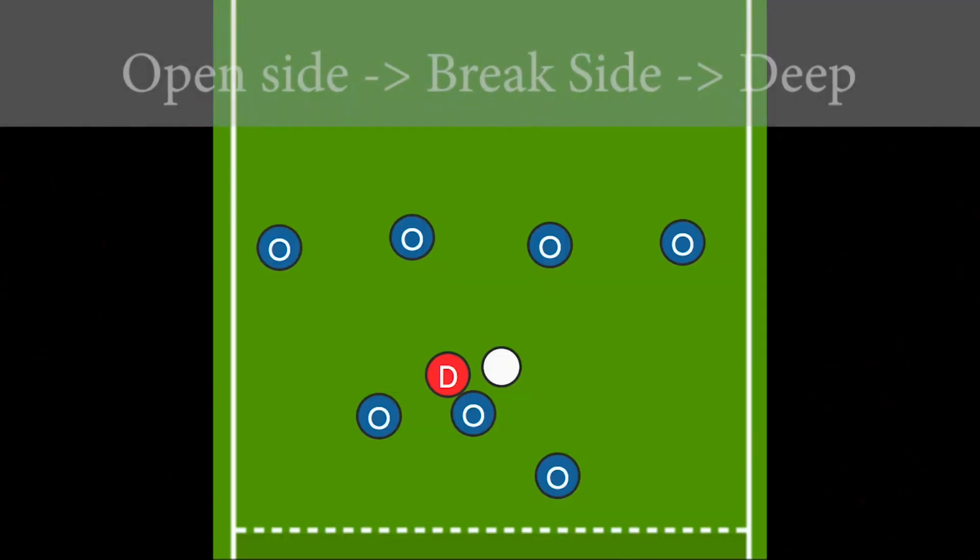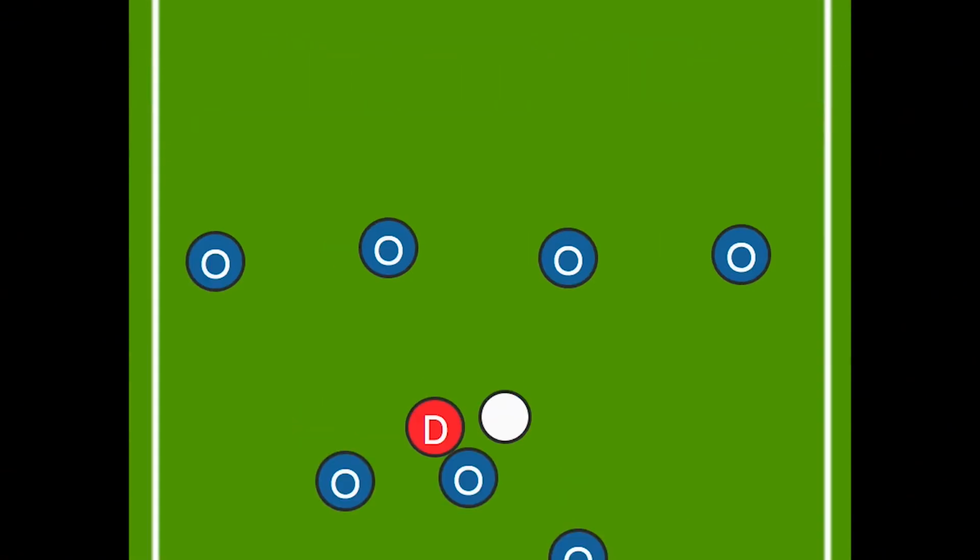So let's talk a little bit more about why we use this offensive setup. It's called the open side, break side, deep, because you cut to the open side, then you cut to the break side, then you cut deep. Obviously you have bumping along the way. So it doesn't matter who cuts in first of the hot cutters. Let's just see what happens.